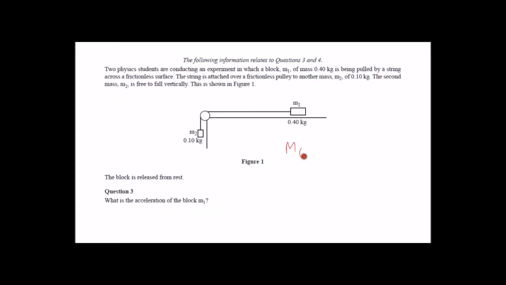So what we need to think about in this question is that the total mass is 0.5 kilograms. Now, the force is the weight on this block here, so that's W equals mg. So it's 0.1 times 10, which is 1 Newton. So we've got a force of 1 Newton accelerating a mass of 0.5 kilos. So A equals F over M. So 1 over 0.5, and it's 2 meters per second squared.